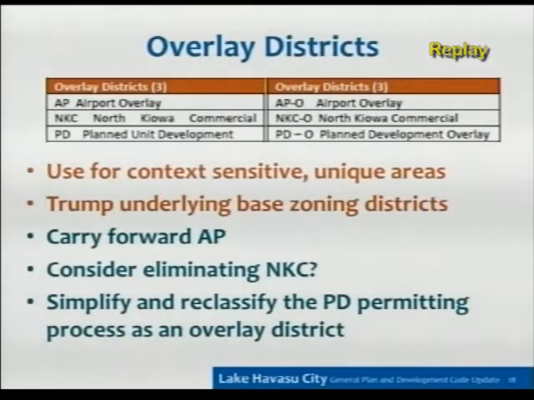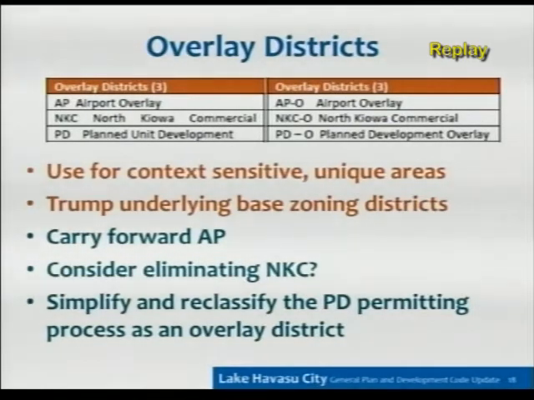And then the final category of overlay districts. Very little change here currently, but we do have a question to pose for you all. So an airport overlay district, very typical. It's an area that dances to its own tune, and so it does need specific standards for that area, and so that is being carried forward, as is the North Kiowa Commercial Overlay District. Initially, we had proposed just carrying that forward, but when we looked at it a little bit more closely, we're posing the question of whether it could go away altogether, and I'll get into that a little bit further in a second.